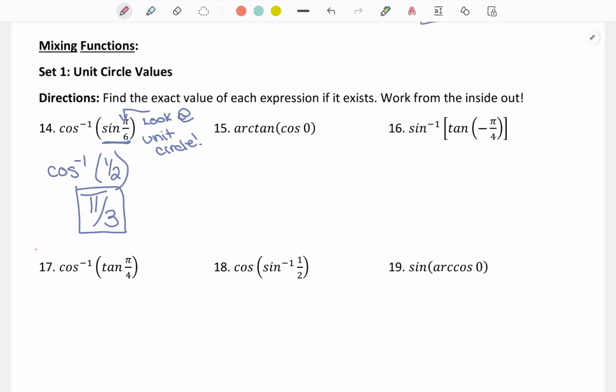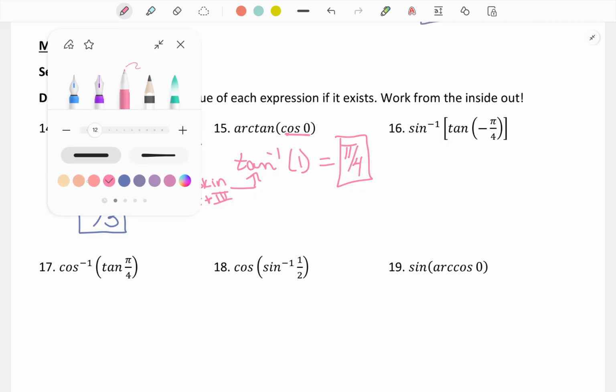Then for 15, we're going to look first at the cosine of 0. The cosine of 0 is 1. So we're going to have the arctangent of 1. And so I'm going to look in quadrants 1 and 4. And that gives us pi over 4.